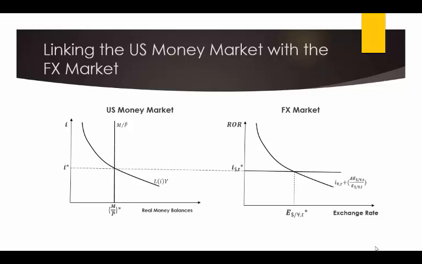As depicted here, the US foreign exchange market is in equilibrium at some specified interest rate and exchange rate. The US interest rate is in turn determined by equilibrium in the money market.